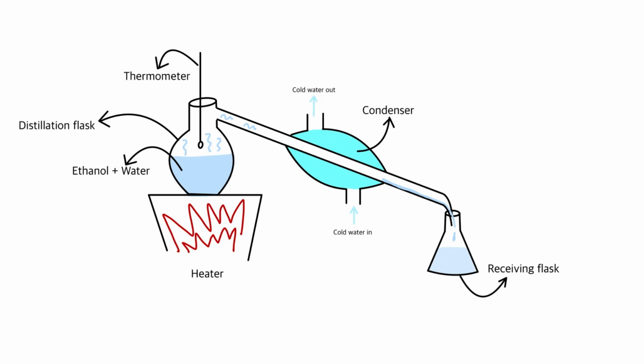Meanwhile, water will remain as a liquid in the distillation flask because it has a higher boiling point and won't be able to vaporize around 78 degrees Celsius. This technique shows how the difference in boiling points works to separate mixtures of liquids.